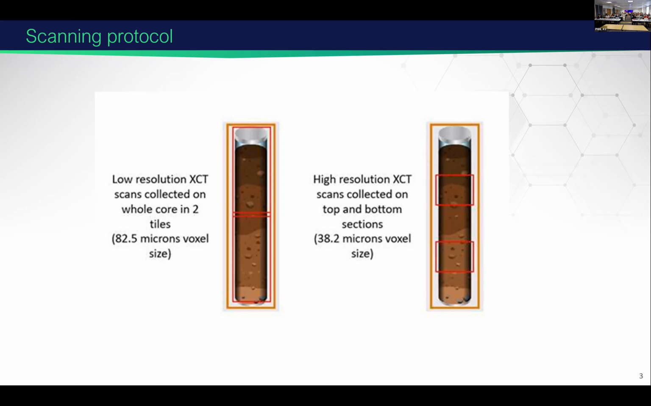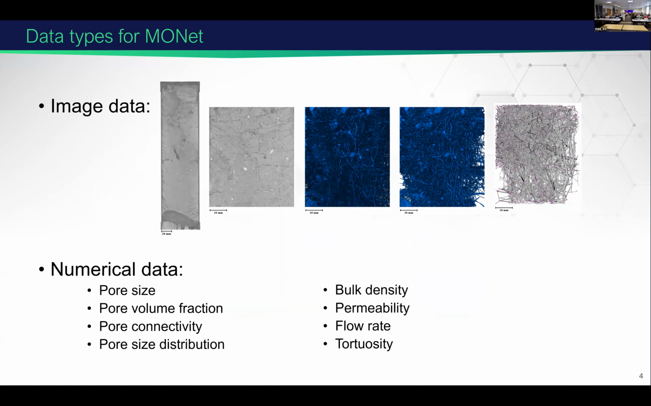And then we collect 2 higher resolution data sets at about a 3-inch window, which is the diameter of the core, and that doesn't happen across the whole height, but from the top and bottom halves. And these are not stitchable, but they are high resolution enough to get good pore network data. So the full pore network analyses we describe are done on those high resolution data sets. So we provide both image data and numerical data from the CT for MONet.